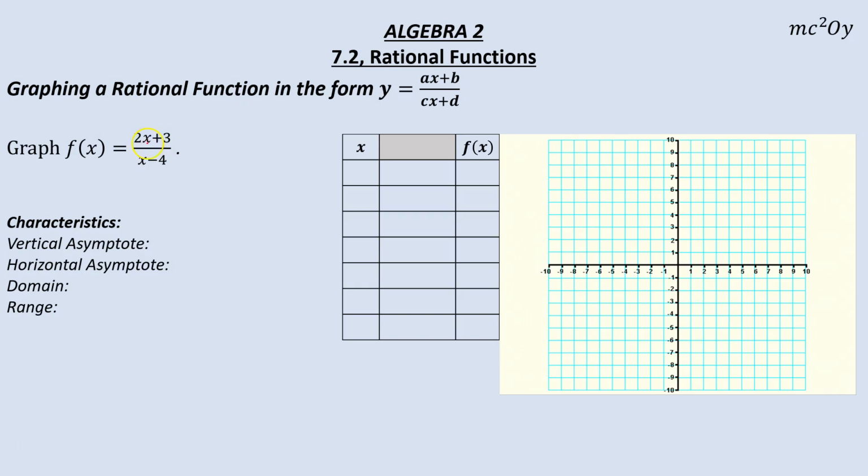So graphing in this format. Notice I now have a numerator that has a bunch of stuff on it and a denominator that I'm graphing. First thing to do is figure out the vertical asymptote. That should be easy. What makes this 0? Well, that's when x equals 4. So we start here at 4. You could have your 2 times x plus 3 and your x minus 4. So you'd have 2 times 4 plus 3 and 4 minus 4. Now really that's 0, so we just get undefined. So at 4, you have this asymptote.